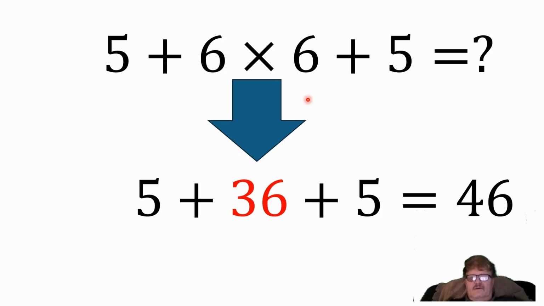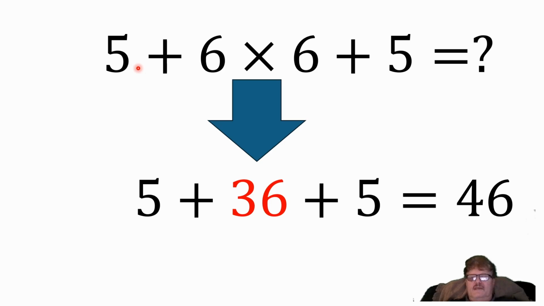All right, and I know a lot of people are saying, well, wait a minute, the multiplication is in the middle. Why would I do that first? Again, if you understand the order of operations, you know that multiplication already has precedence over addition, so you do the multiplication first, regardless of where it is. I could have written this 6 times 6 plus 5 plus 5. I could have written it 5 plus 5 plus 6 times 6.